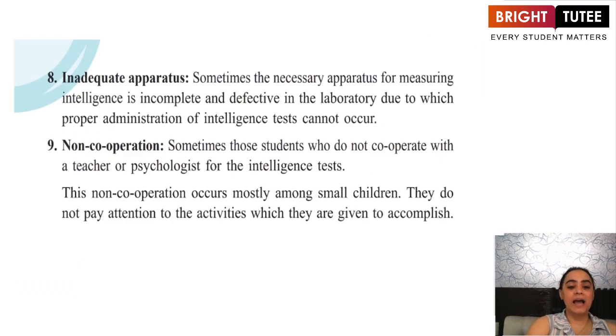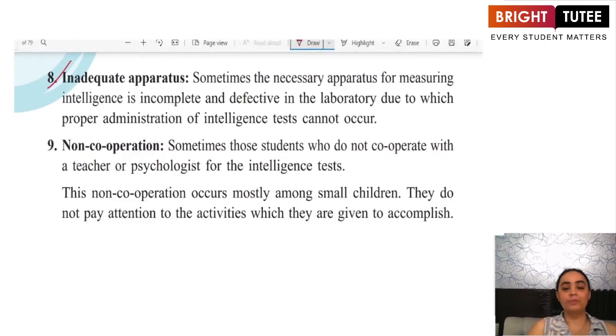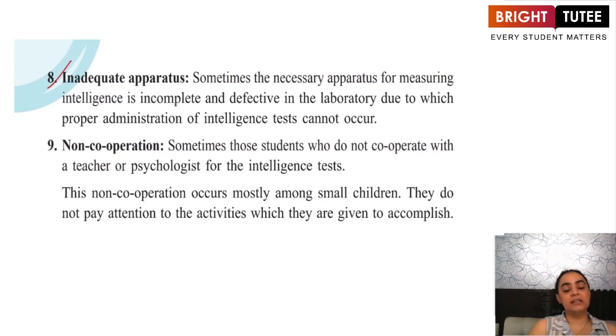Next, we have inadequate apparatus. At times for measuring the intelligence test, you need the apparatus. The tools should be very accurate. They should be very appropriate. But that is missing. The apparatuses which are used for measuring the intelligence test are either ineffective or defective in the laboratory. And because of their ineffective nature, you cannot rely on the result produced out of them.